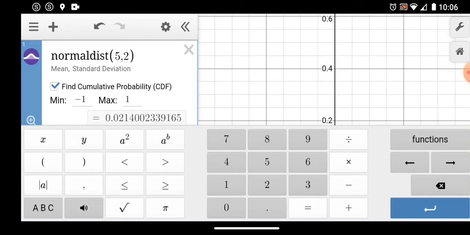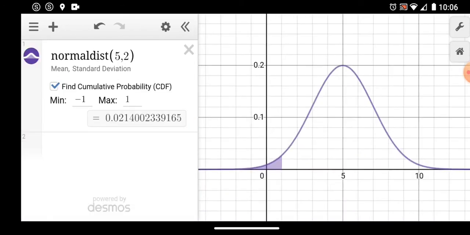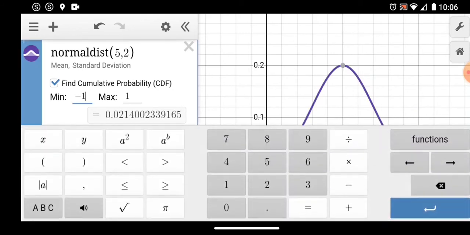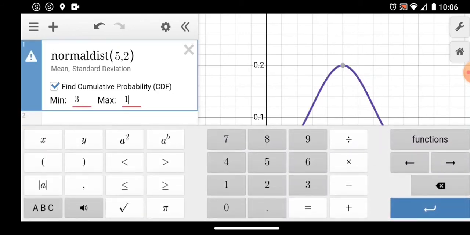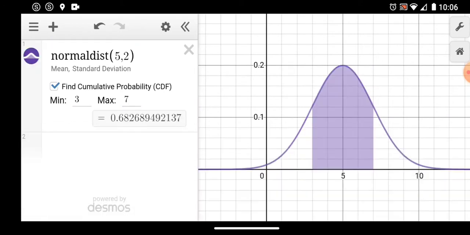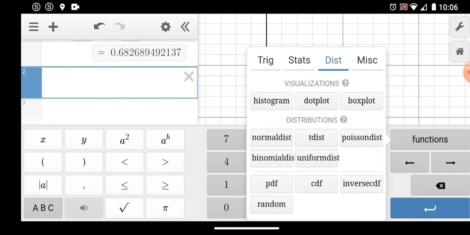Now, here I'm setting up a normal distribution with a mean of 5 and a standard deviation of 2. You'll see it's been moved over. It's not a standard normal curve. And I'll make some adjustments here. From 3 to 7, that's -1 standard deviation to +1 standard deviation, 68% of the area is there.